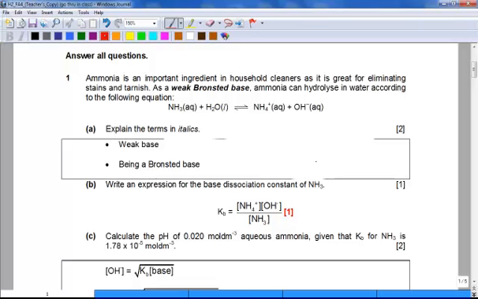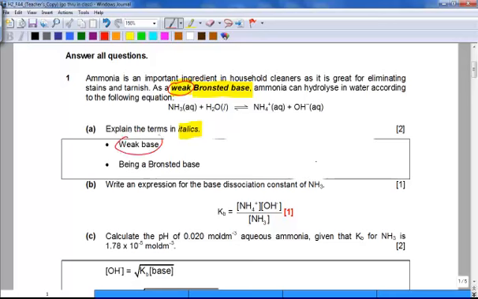Okay, so for the first question, it is asking you to explain the term in italics. If you go up to the question, the only term in italics is weak Brønsted base. In this case, you have to split up the term and explain each part of the term separately. Meaning to say, you have to explain weak base.